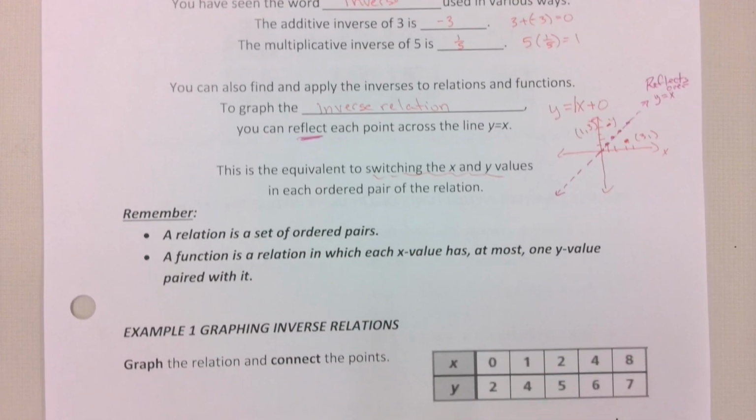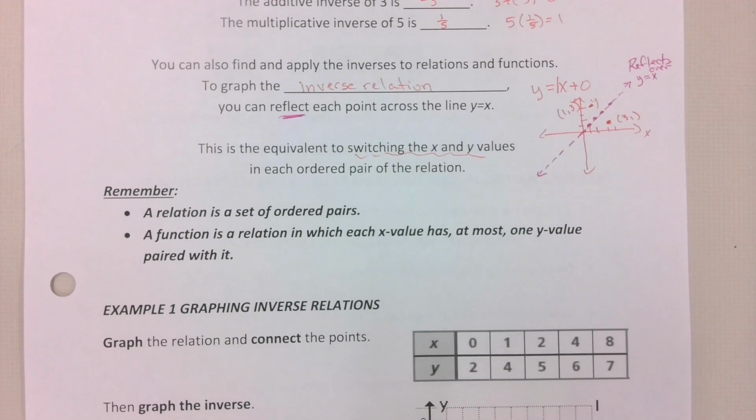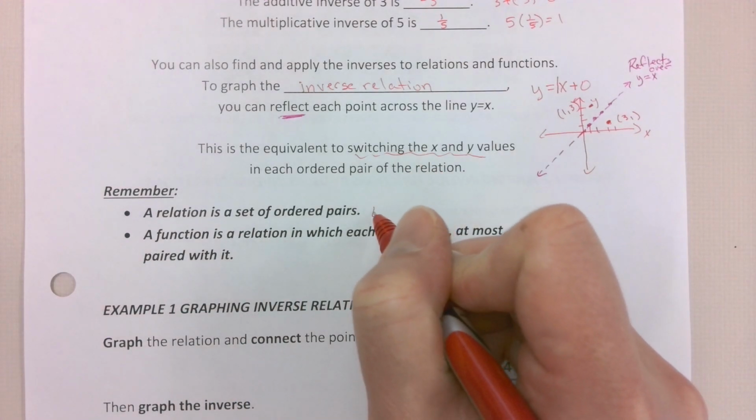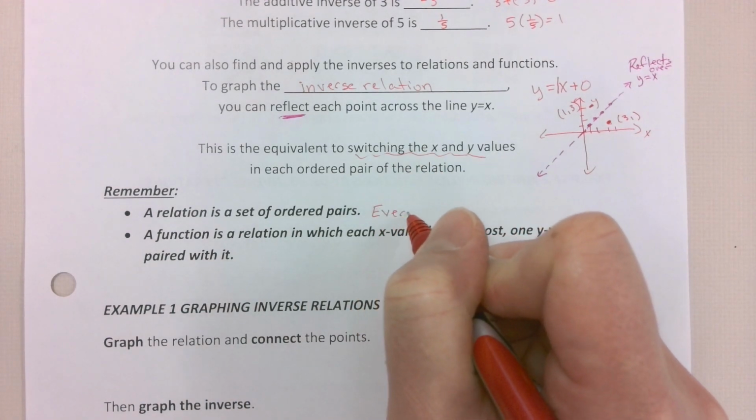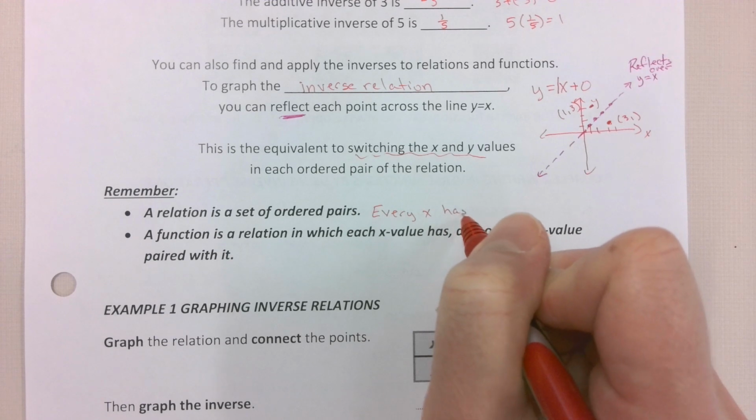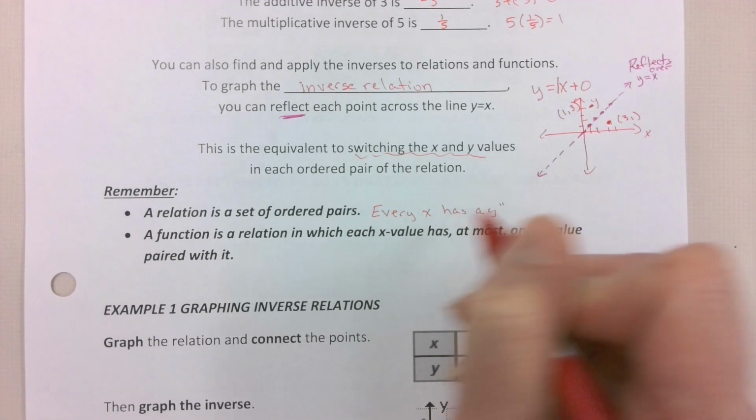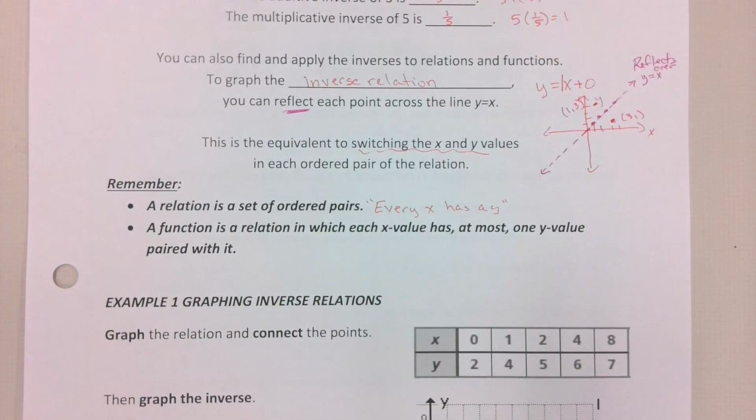All right, so a couple reminders from earlier studies. We know that a relation is a set of ordered pairs. In general, every x has a y. So everybody has a buddy, everybody has someone to pair up with.